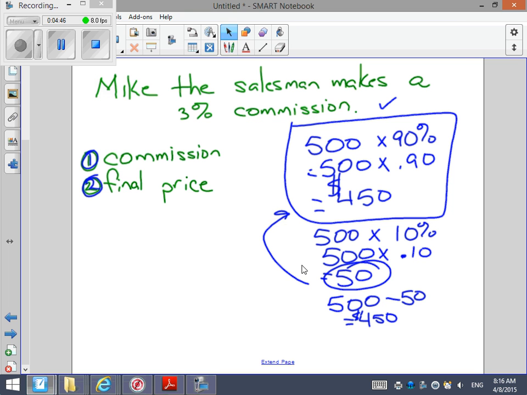So anyhow, now we have that the price is $450. The two questions that were asked are, one, what is the commission for Mike, and two, what is the final price? Remember, we always have to do the commission before we add the tax on, because Mike would never make a commission based off money that had tax on it.